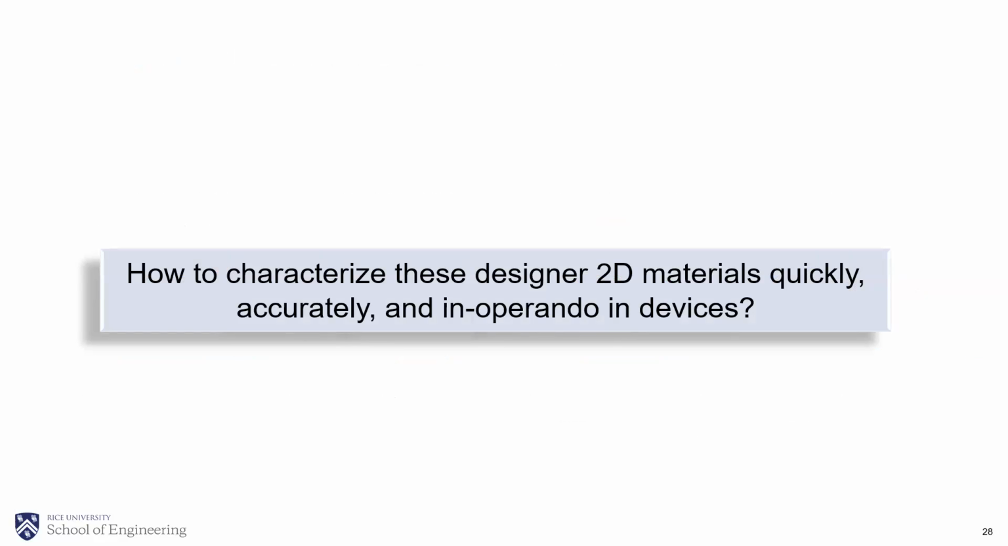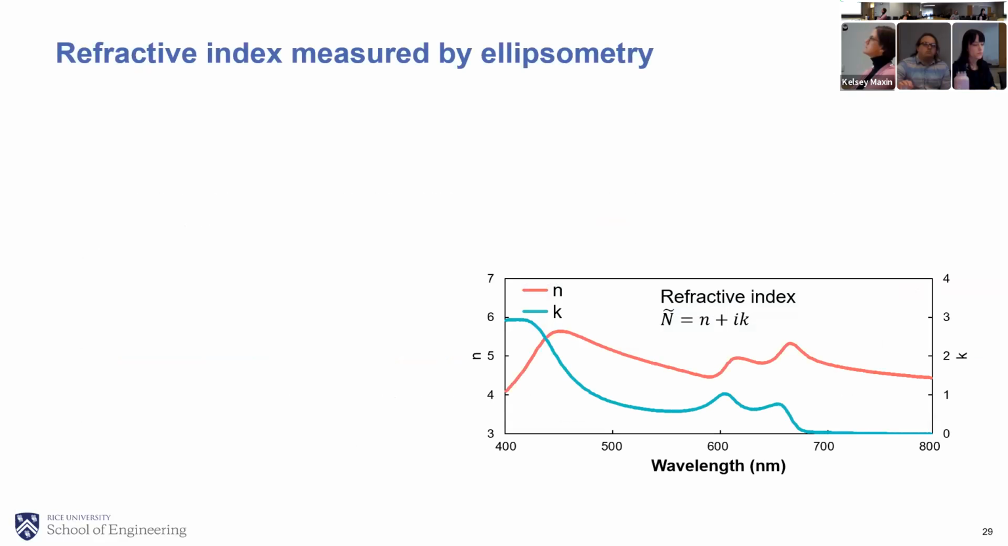So basically, these designer 2D materials are essentially new materials. And with these many designer 2D materials, a very practical question comes out, which is how to characterize these materials quickly, accurately, and in situ in devices. When we try to integrate 2D materials into optical or photonic structures, a very important parameter we need to know during the design process is their refractive index, including the real part N and imaginary part K.